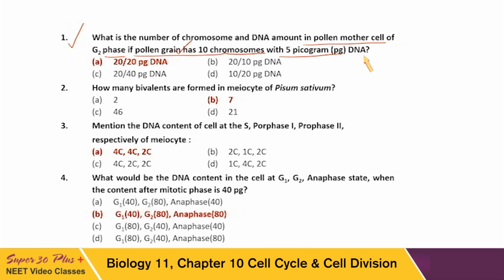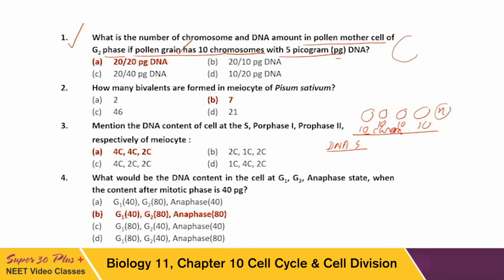Pollen grain. You see, children, these are the 4 pollen grains, 1, 2, 3 and 4. These have the haploid number of chromosomes. What's the haploid number of chromosomes? Each has 10 chromosomes, 10 in this, 10 in this, 10 in this, and 10 in this. The amount of DNA in each is 5. This is the DNA content, 5. The unit is picogram. So he is asking about the pollen mother cell.